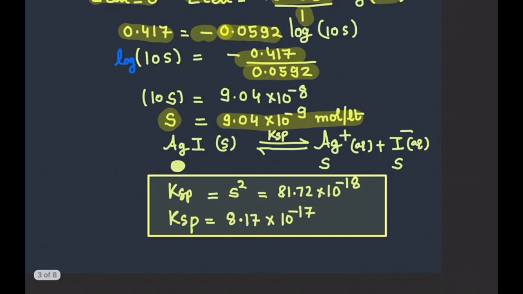There is an equilibrium between AgI solid and Ag+ in aqueous and I- in aqueous. For this equilibrium, we can write that Ksp is equal to solubility square. Since we know the value of solubility, we can find out the Ksp. So on solving, we are getting that the value of Ksp is 8.17 times 10 to the power minus 17. Like AgI, we can calculate the Ksp of AgBr, we can calculate the Ksp of AgCl, and many sparingly soluble compounds with the help of concentration cell.